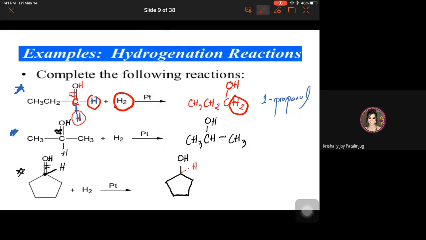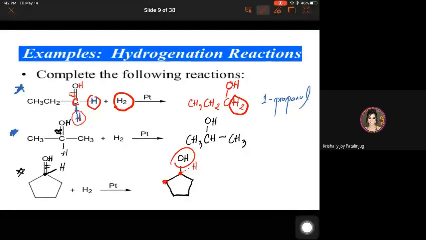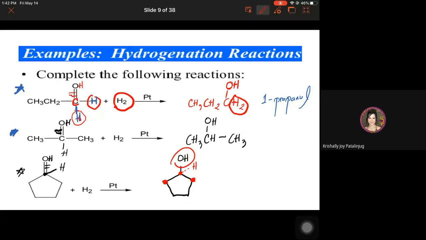Okay? So, what is the name? It's cyclopentanol. That's correct. Cyclopentanol. And that is a secondary alcohol, di ba? This is the carbon bearing the OH. Tingnan yung mga R group nga naka-attach sa kanya, dalawa. Secondary alcohol. Okay? So, done with addition of hydrogen.